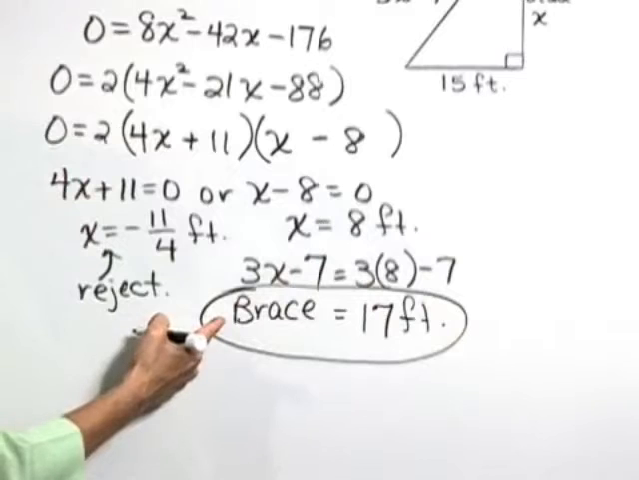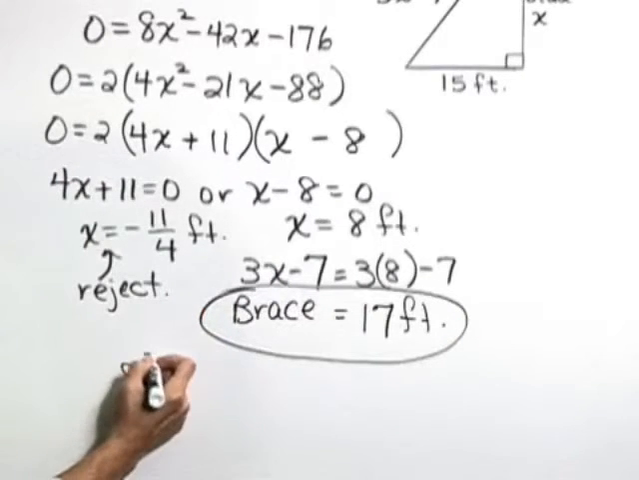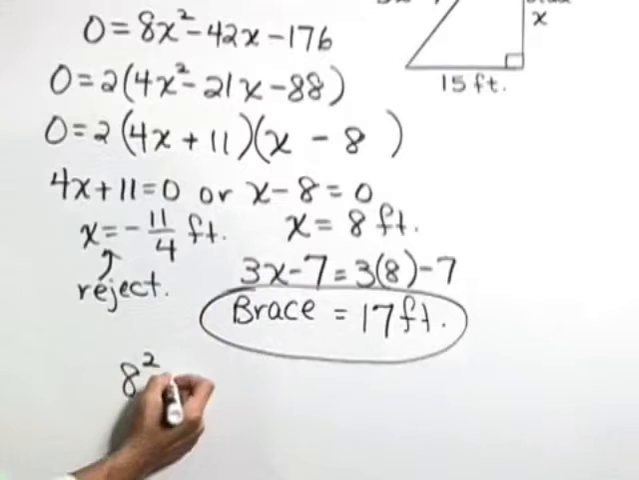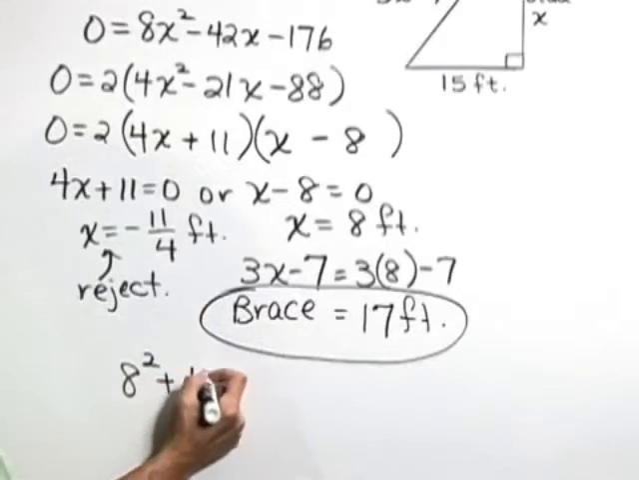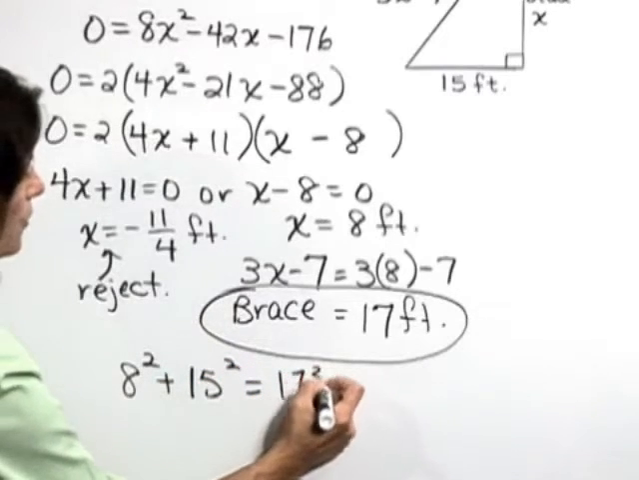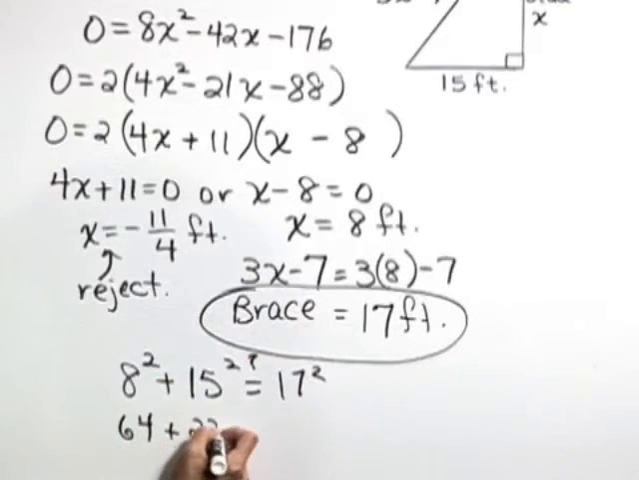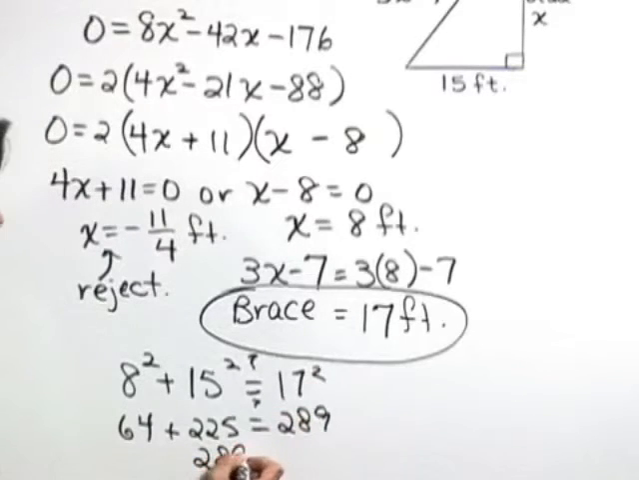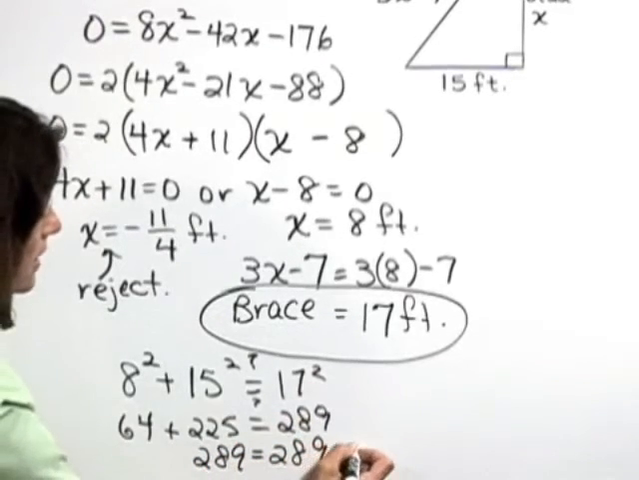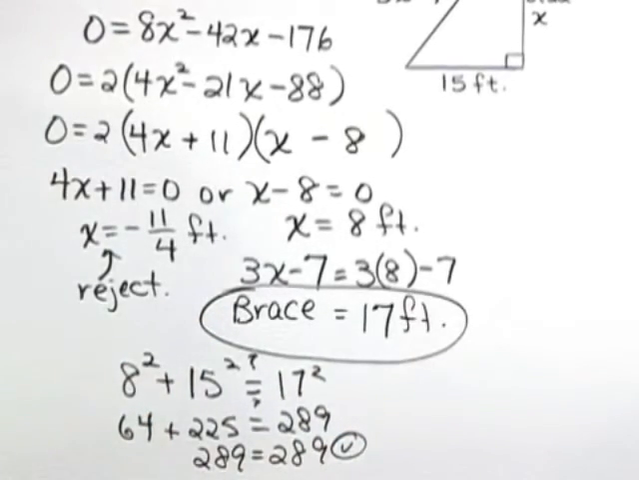Let's quickly check and make sure that the dimensions that we have conform to the Pythagorean theorem. We've got the wall stud length 8, so it's 8 squared plus the length of our other leg, 15 squared, equal to 17 squared. Well, that's 64 plus 225. Is that equal to 289? Yes, it is. 289 on both sides shows that that solution does satisfy the Pythagorean theorem. And so we can say then that the brace is equal to 17 feet.